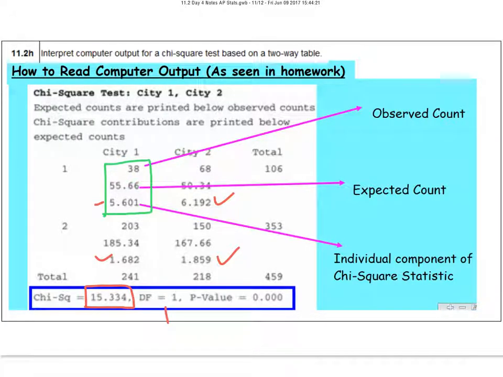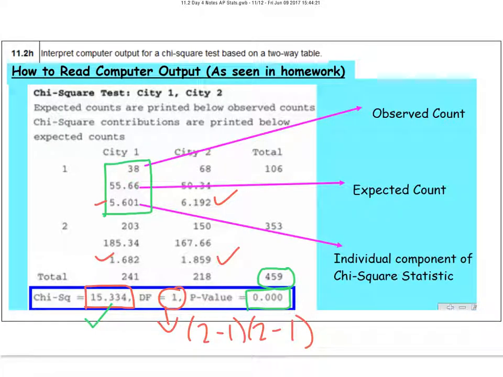We can just confirm their degrees of freedom. Remember, that's just rows minus 1 times columns minus 1. So we have 2 minus 1 times 2 minus 1, which is 1 times 1, or 1, which makes sense. We can also see here that we have a total of 459. And then the p-value is lastly stated here, which makes sense, folks. Chi-squared 15.33 is a pretty big statistic.